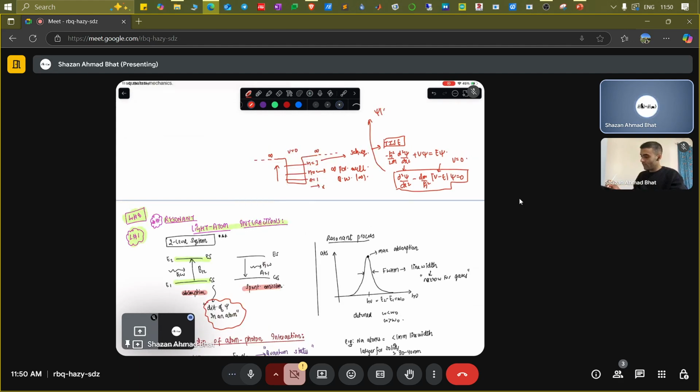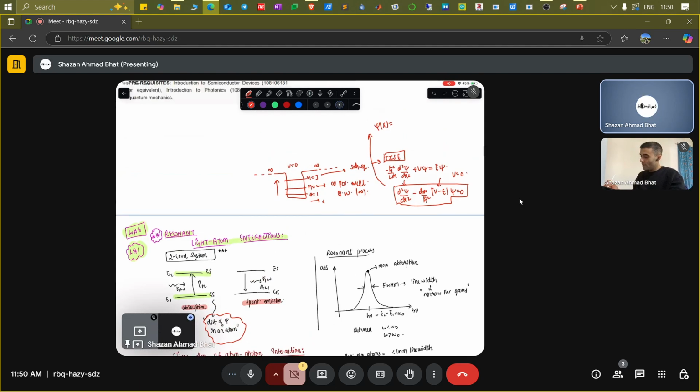The solution psi of x will be equivalent to some factor A sine of n pi x over L, let's say this is the width L. So this is the solution of the Schrodinger equation, where n is basically 1, 2, 3, and so on and so forth. Basically, it's some positive integers. Okay, so you know about it.